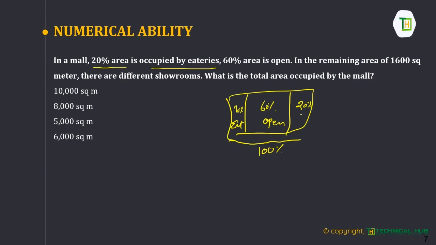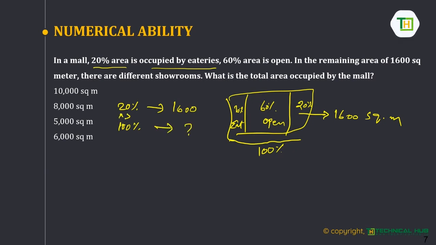And this 20 percentage value is given as 1600 square meter, right? 20 percentage is equal to 1600 square meter. Now the total area, that means 100 percentage, is equal to how much? Here 20 fives are 100. Similarly, 1600 fives are how much? 8000. 8000 square meters. That is the required answer.